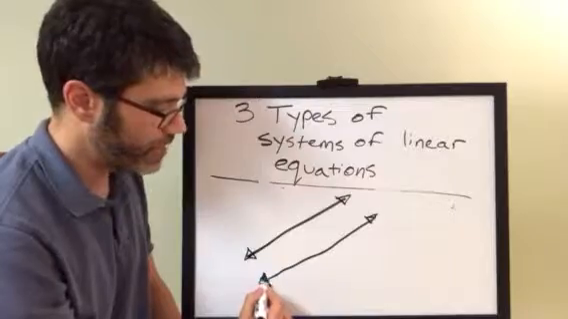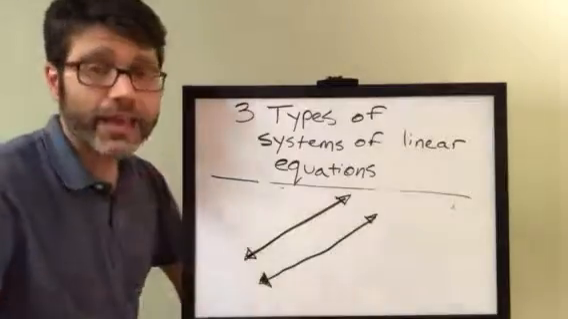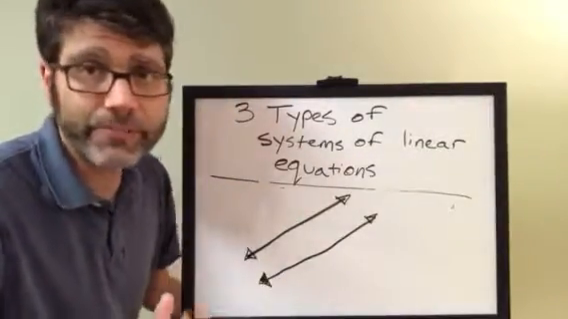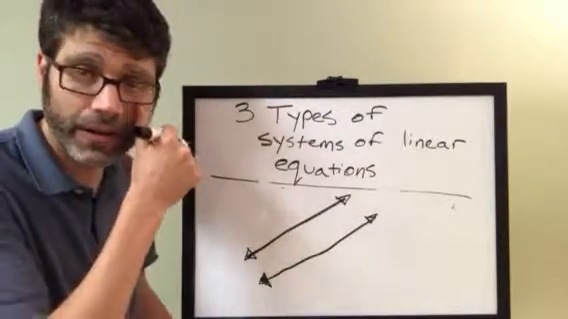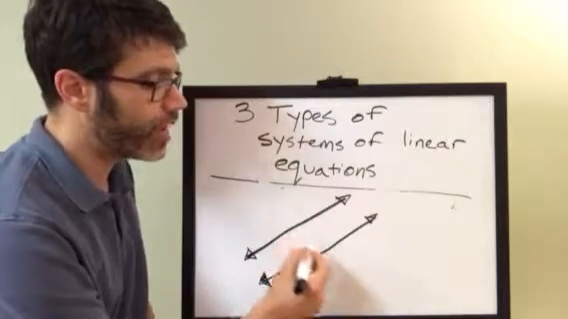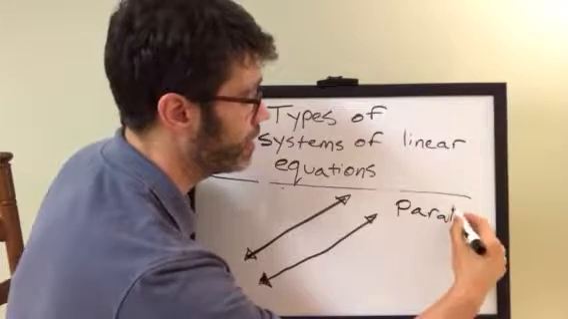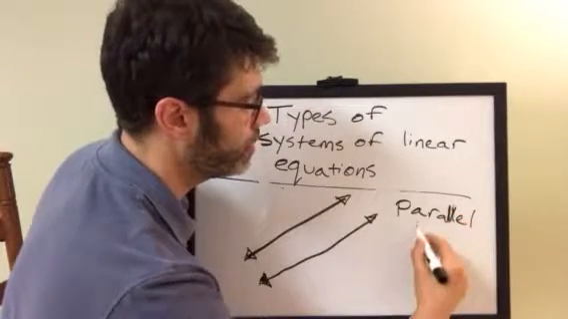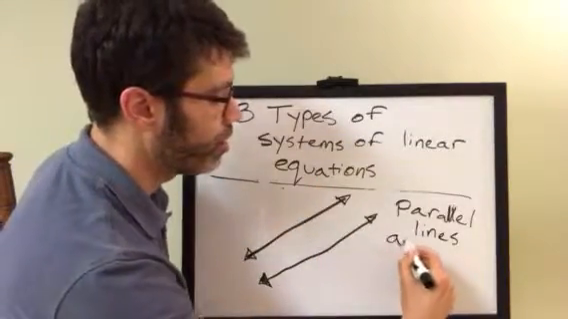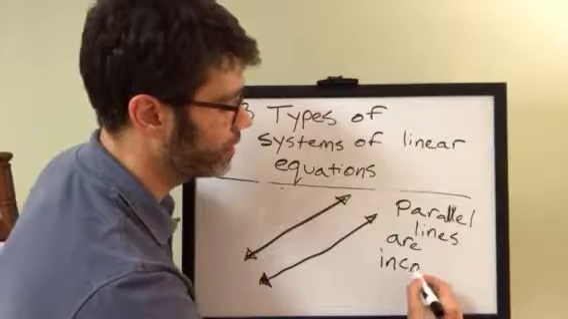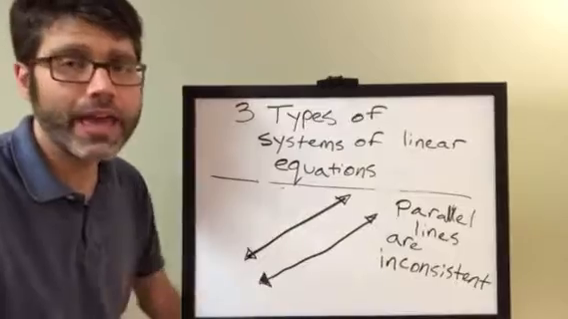So if these lines are parallel, that means they will never ever touch. If they never ever touch, that means they'll never meet. If they never meet, that means that they will never have a common solution. All right? So these two lines, if they are parallel, parallel lines never meet and therefore are inconsistent. Inconsistent, which means that they will never share a common point.